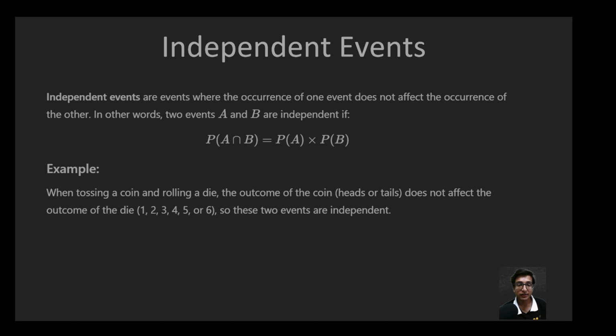Now let us talk about independent events. What are independent events? Independent events means that the occurrence of one event does not affect the other event. That means we can say that P(A intersection B) is equal to P(A) into P(B). Now this is an important thing that you must remember. This occurs only when we have independent events. If the events are not independent, that means P(A intersection B) would not be equal to P(A) into P(B). So keep this in mind.